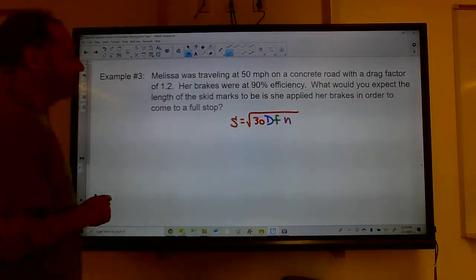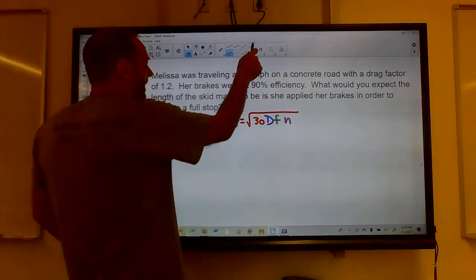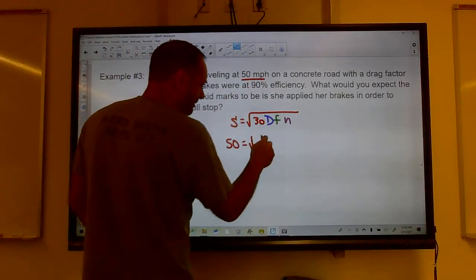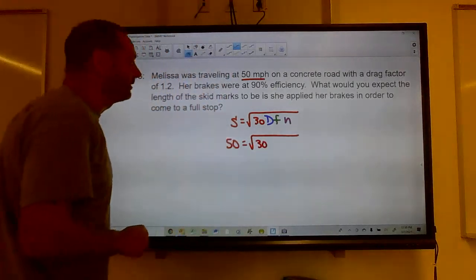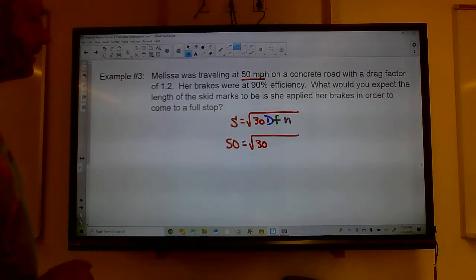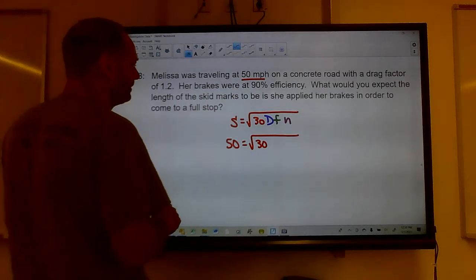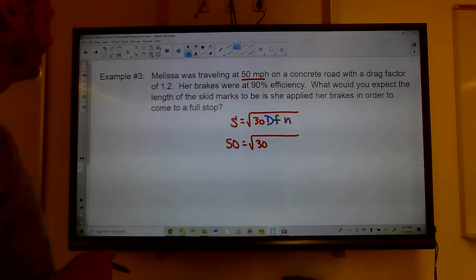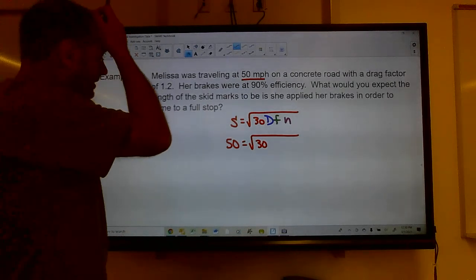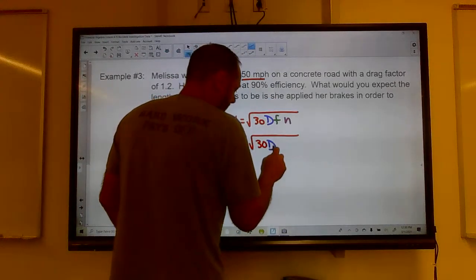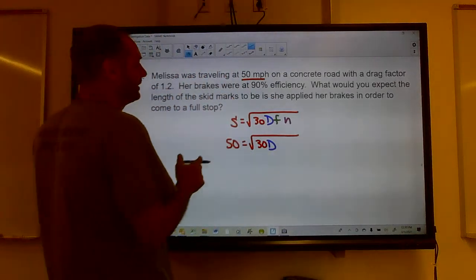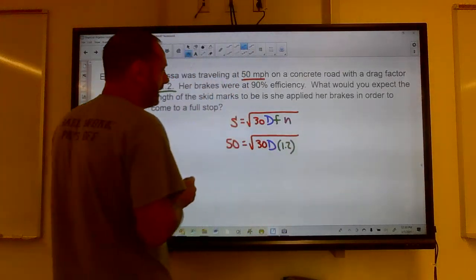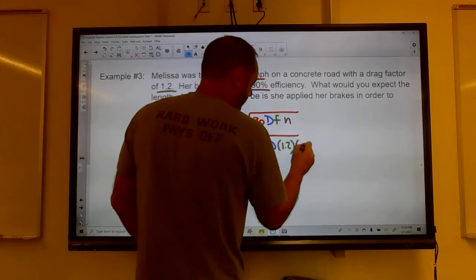Okay, so this time I've got S, it's 50 miles an hour. So I know how fast she was going. Okay, D, the drag factor. Or no, sorry, D is the distance. So that is what we are trying to calculate. What would you expect the length of the skid marks to be? So that's going to be D. F, the drag factor, is 1.2. And N is the 90% efficiency, that's 0.9.